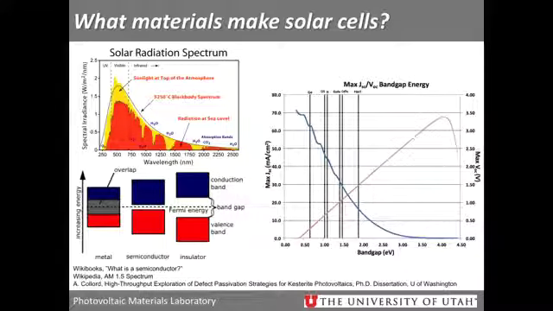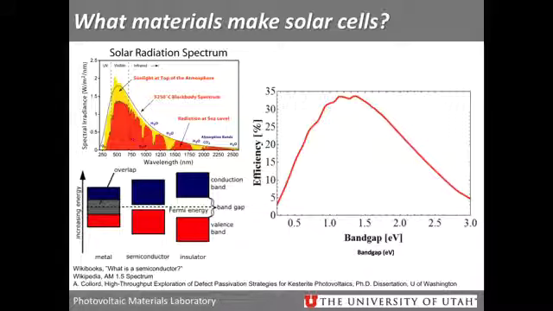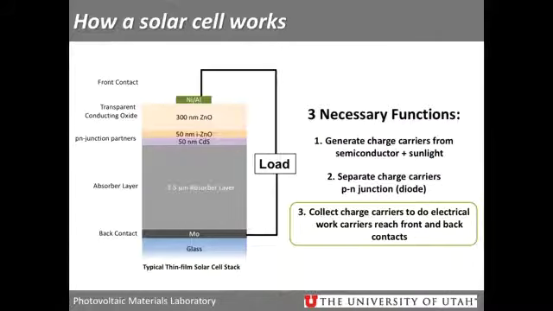Gallium arsenide and cadmium telluride are thin film. So this is actually a standard thin film solar cell stack, but they're quite similar to what silicon uses, but it's just for an example.